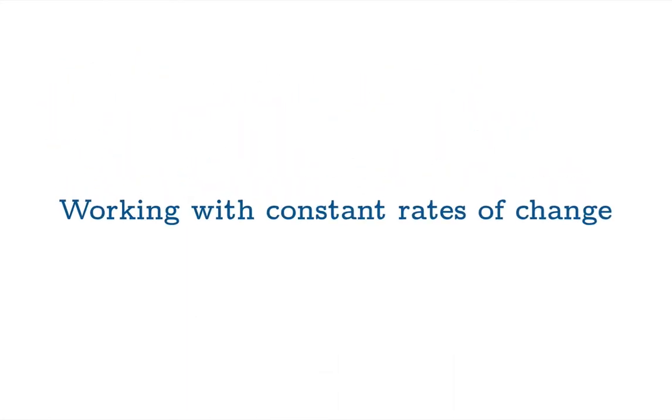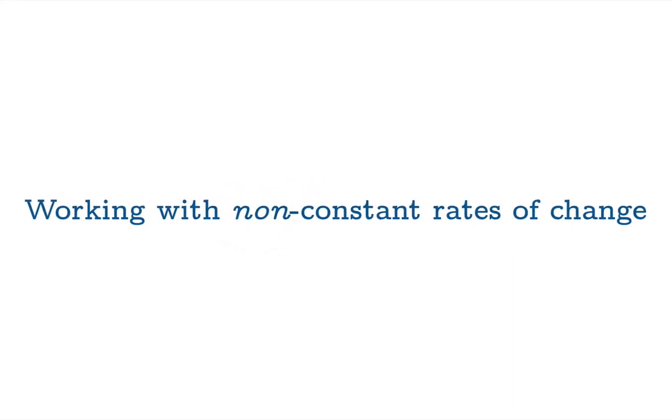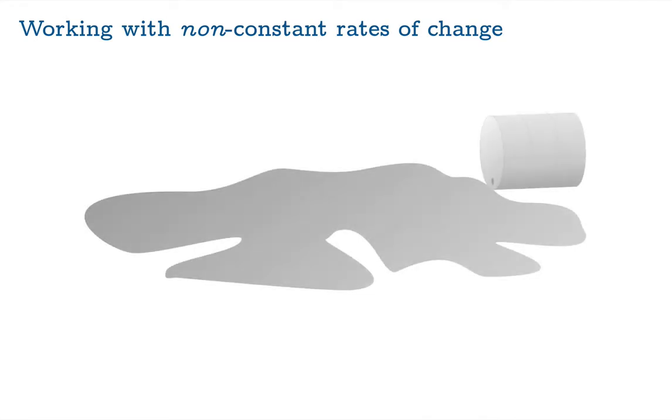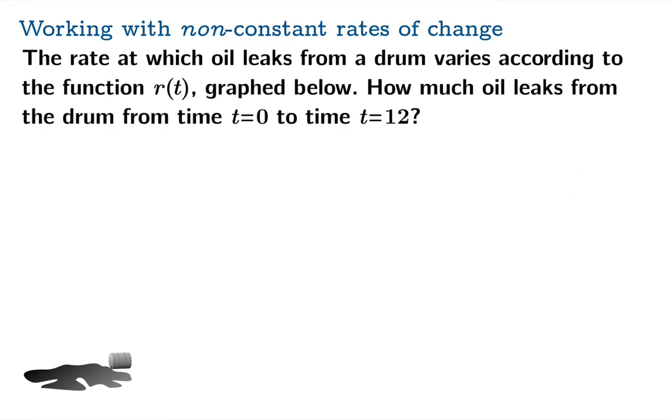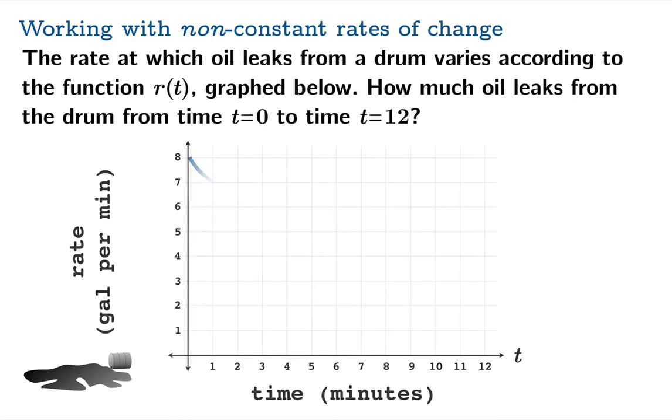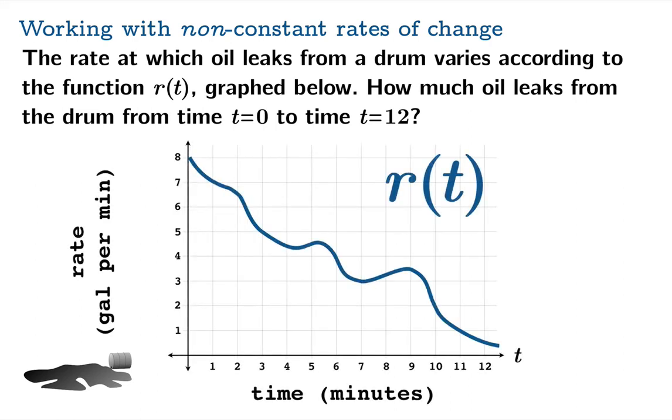So working with constant rates of change is easy, but what happens when we switch over to non-constant rates of change? Let's go back to our oil drum problem. Suppose the rate at which oil leaks from a drum varies according to some function r of t, and it's going to be graphed below. How much oil leaks from the drum from time 0 to time 12?